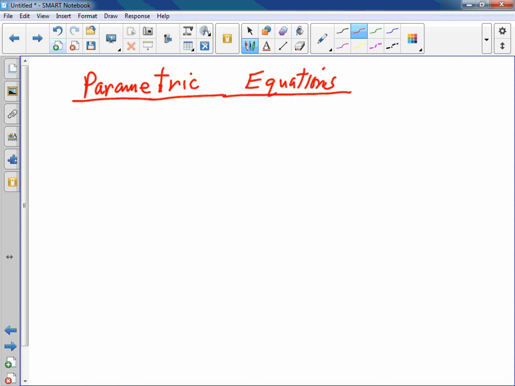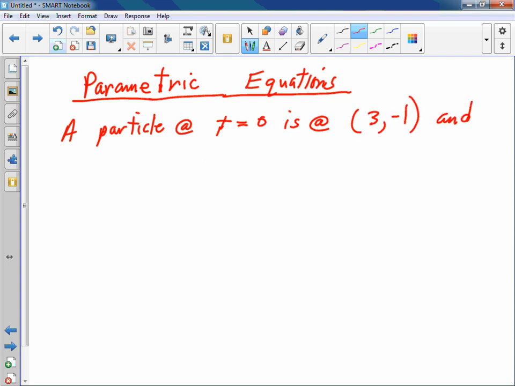So let's come up with an example. So let's say that a particle at time t equals 0 is at position 3, -1, and at time t equals 2 is at, I don't know, 5, 5. Okay. And let's find out a few things about this.